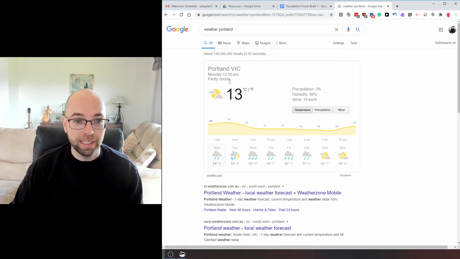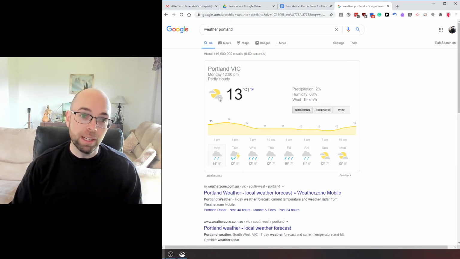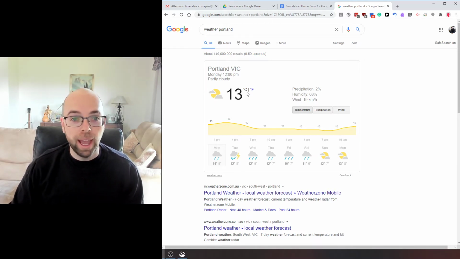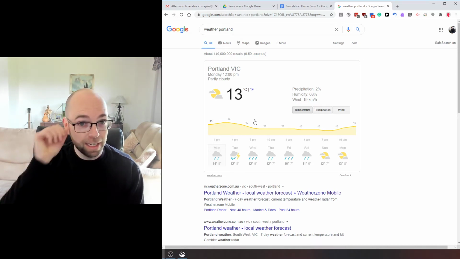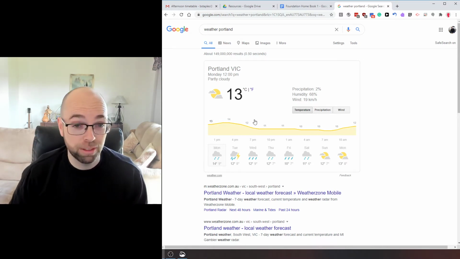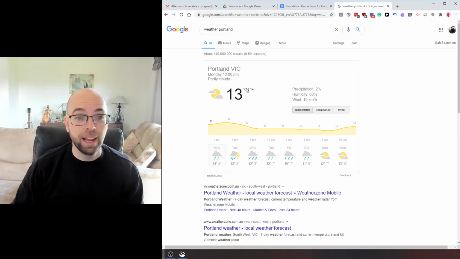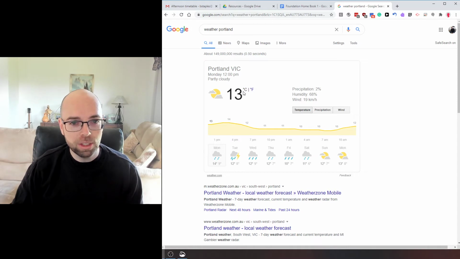At the moment, it's partly cloudy, and you can see there's a weather symbol there of the sun with a little bit of cloud, but not too much. And we also have this here is the temperature. Now it's 13. Now 13 actually means that it's pretty cool. It's a cool day. Okay, and you notice that after the 13, there's this little tiny circle with the letter C. Okay, that actually means 13 degrees Celsius.